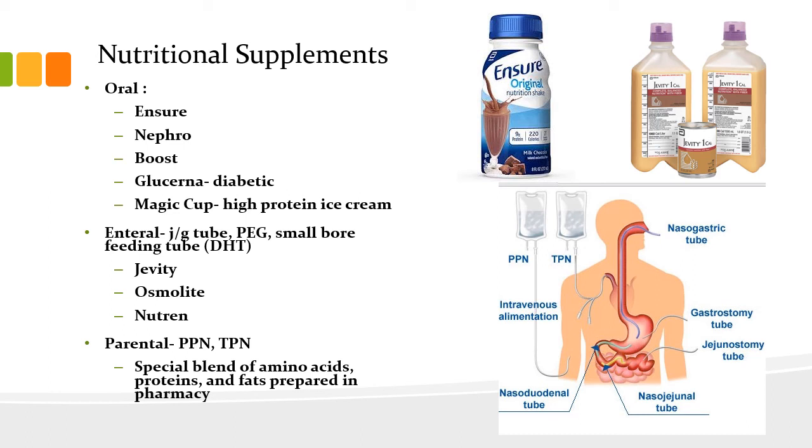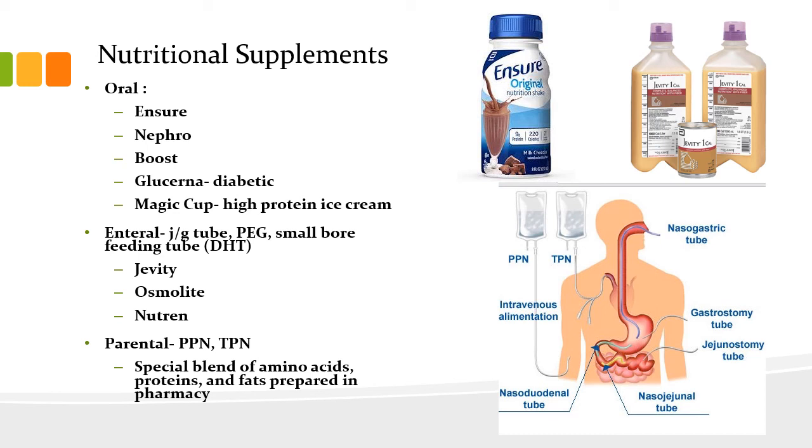It's something you can really get them to eat that they will enjoy and have good protein and fat in it. If patients have to be switched over to enteral feedings, whether it's for a J tube, PEG tube, or your small bore Dobhoff feeding tubes, they'll have different formulas of tube feeds such as Jevity, Osmolite, and Nutren are a couple of the name brands that you may see.